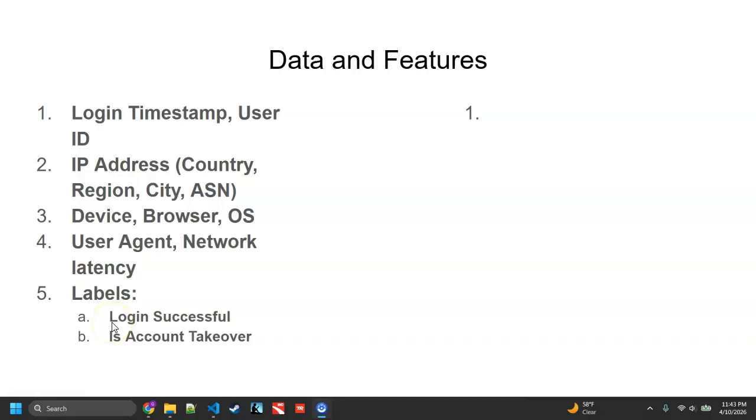As for the data and features, the dataset consists of authentication logs with detailed information about each login event. That includes user identity, timestamp, IP-based location, device and browser information, and other network information. It also includes labels such as whether the login was successful, whether the IP is known to be malicious, and whether the login represents an account takeover.